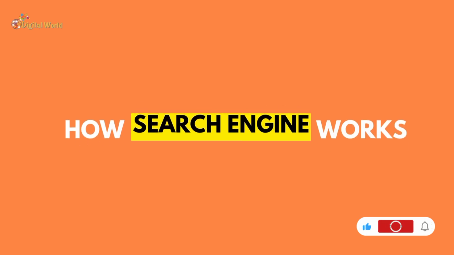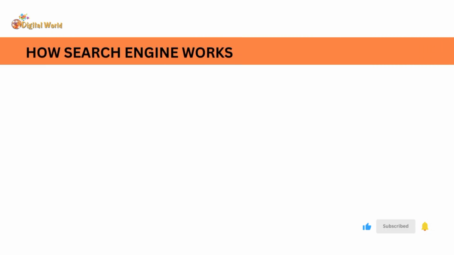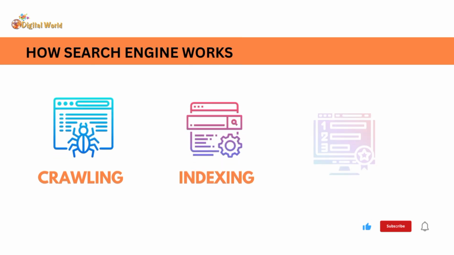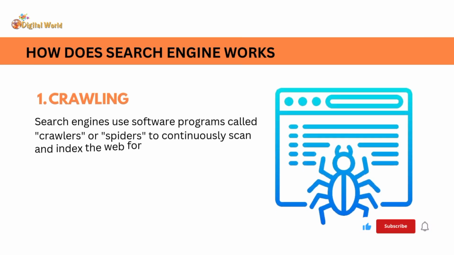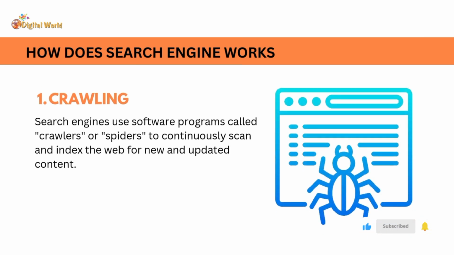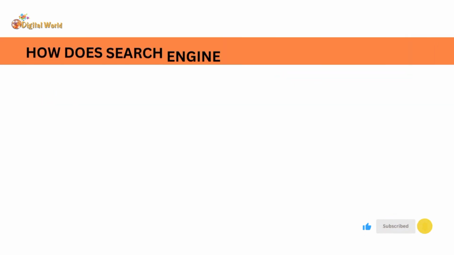And now we will talk about how the search engine works. Search engines work by crawling, indexing, and ranking content on the internet. Here's what each process involves. Number 1. Crawling. Search engines use software programs called crawlers or spiders to continuously scan and index the web for new and updated content.